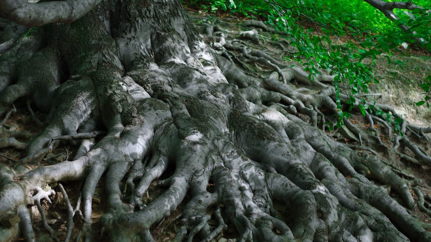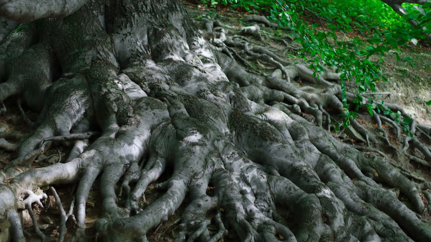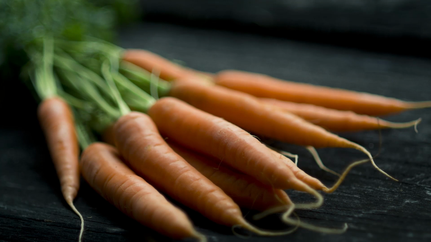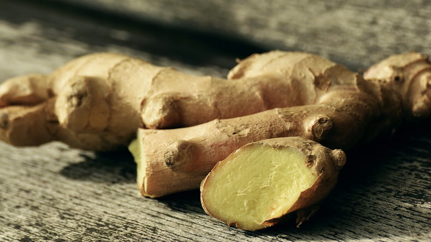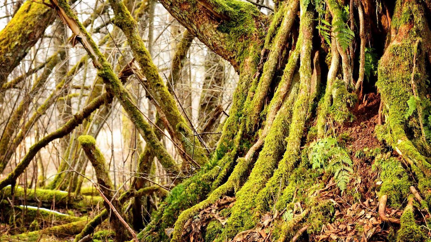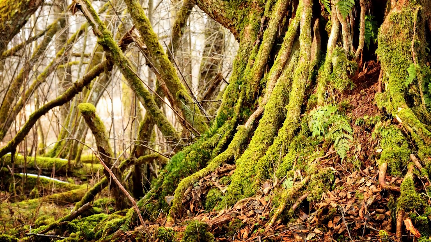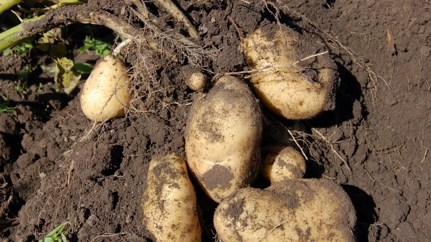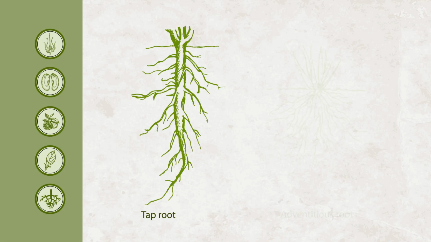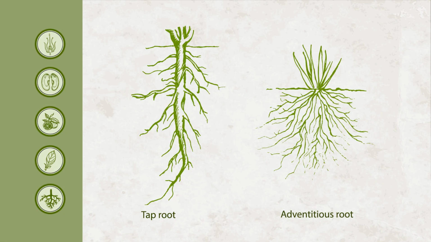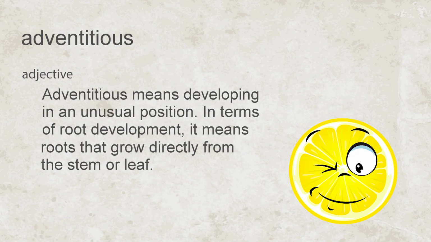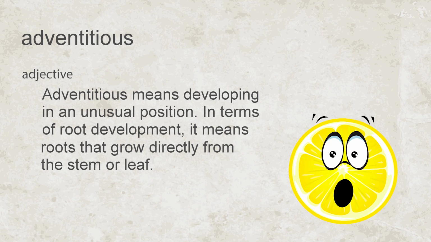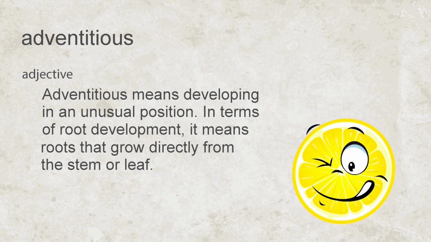Roots are typically at the bottom end of the plant. Roots have root caps and do not have nodes, and never bear leaves or flowers directly. Their main functions are to anchor the plant in the soil, absorb and transport nutrients and moisture, and store food. Plants generally have either a taproot system or an adventitious root system. Adventitious means developing in an unusual position. In terms of root development, it means roots that grow directly from the stem or leaf.